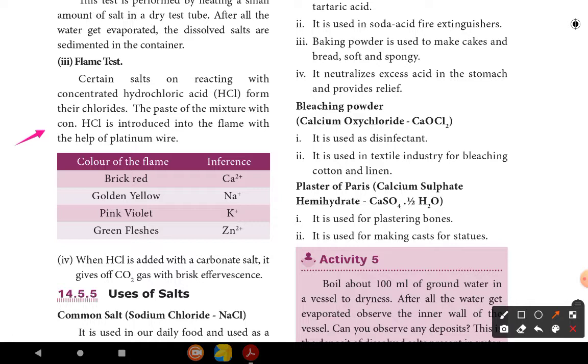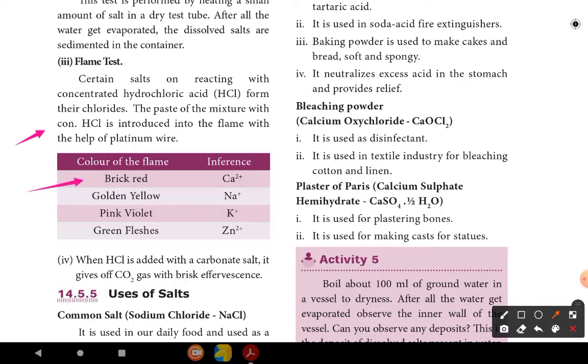And see, there is a tabular column given here. What is it given here? The color of the flame. So seeing the color of the flame, we can identify the salt. Based on the color, we can easily find out what the salt could be. So for this you have to know.